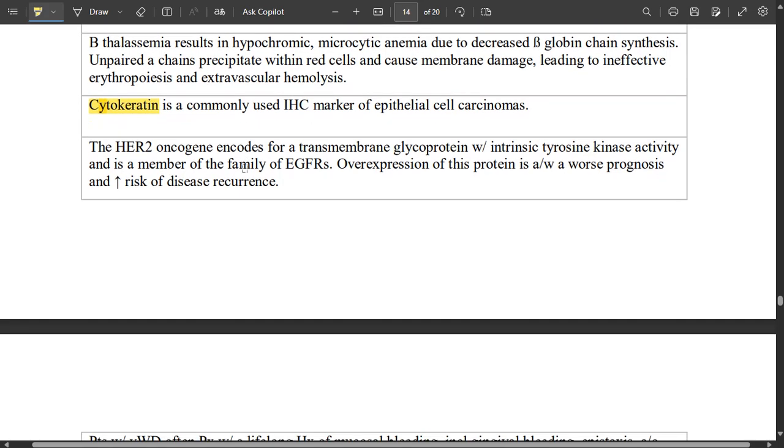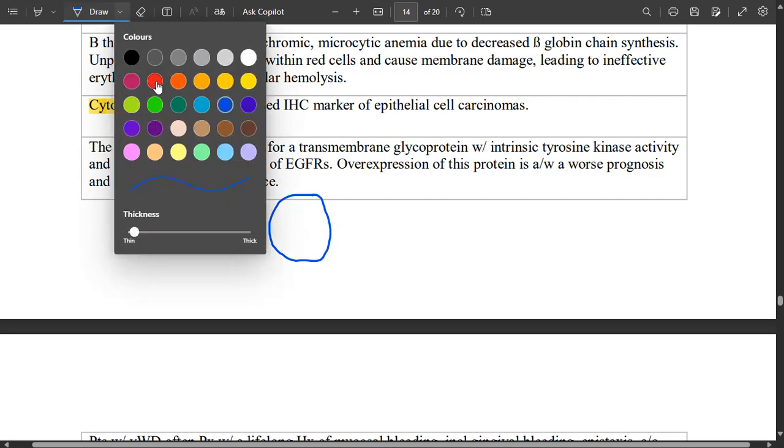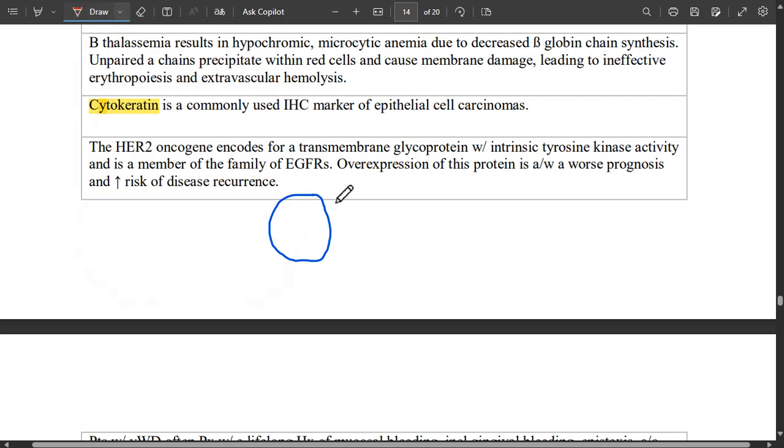Okay. Next point is about the HER2 oncogene. HER2 oncogene codes for a transmembrane glycoprotein with intrinsic tyrosine kinase activity. So you see, this is a cell. This is a cell. Then the red thing in the cell represents the tyrosine kinase function.